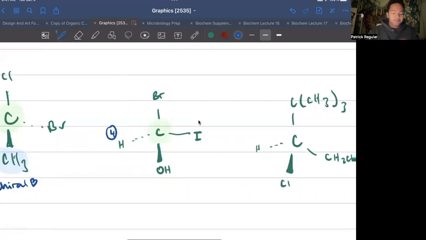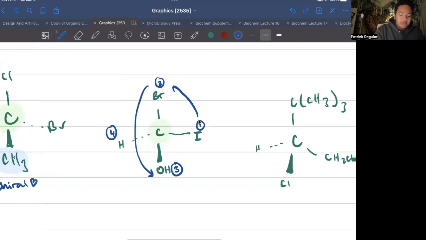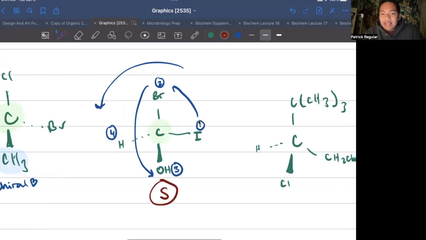And we'll see this in action right now. If we prioritize this, remember, atomic size: iodine is the biggest, then bromine, then the oxygen of OH. All right, 1, 2, 3, and we already identified H as 4. We don't have to do anything. H is in the back, so we can just count it normally. 1, 2, and 3. That's counterclockwise. So this would be S. And it's S because we counted it while the H was in the back.